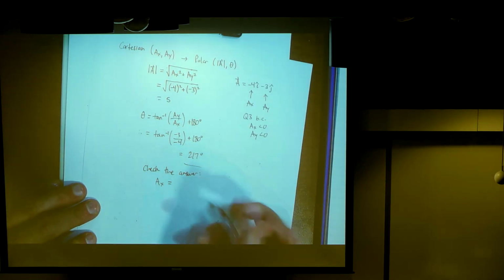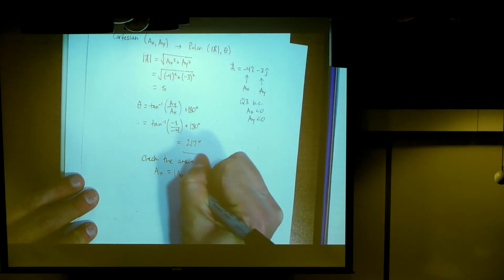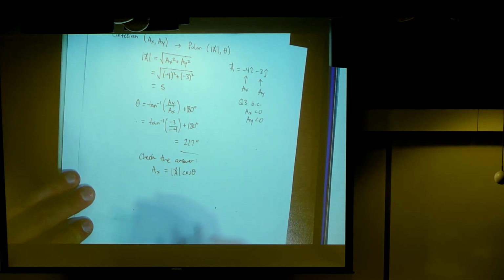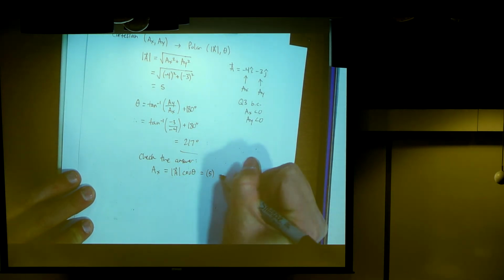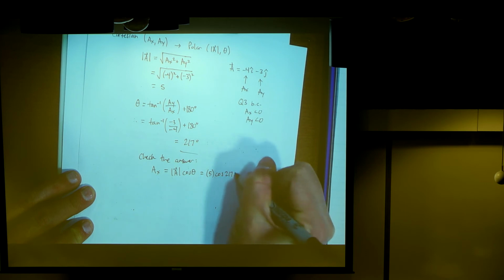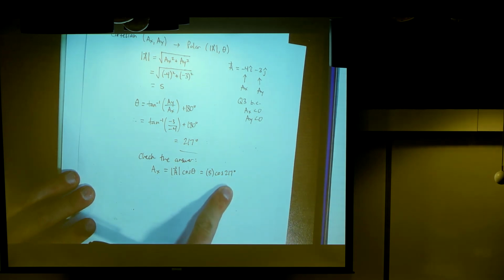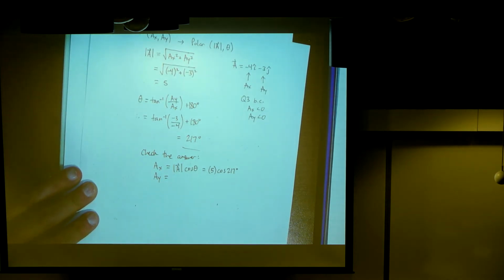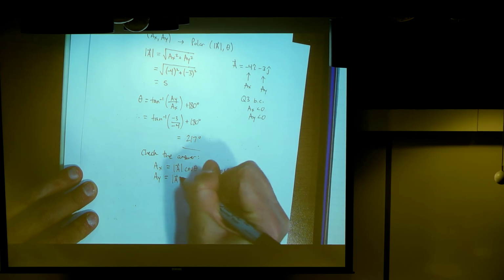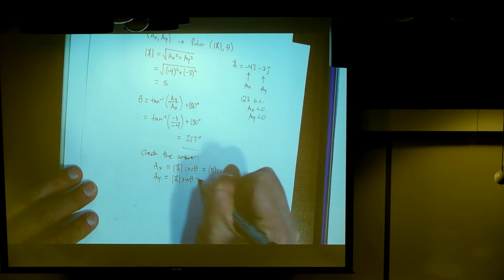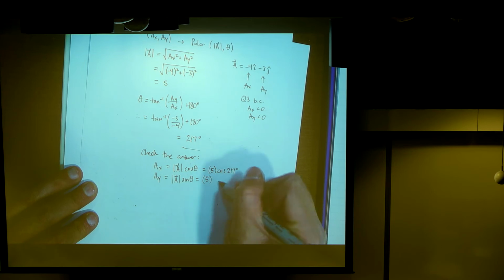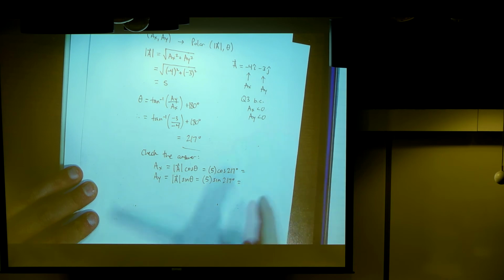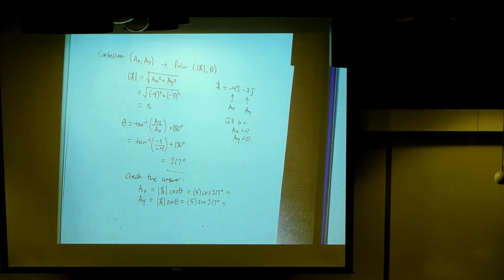But ax is supposed to be magnitude A times cosine of my angle, right? So if I take 5 times cosine of 217 degrees, try it out. And at the same time, if I remember the formula for ay, it's the magnitude A times sine of my angle. So if I punched into the calculator 5 times sine of 217, what should I get back? I should get back the x and y components that we started with.